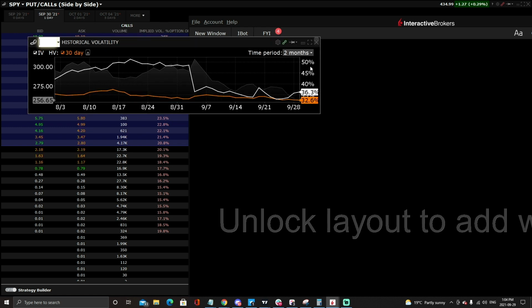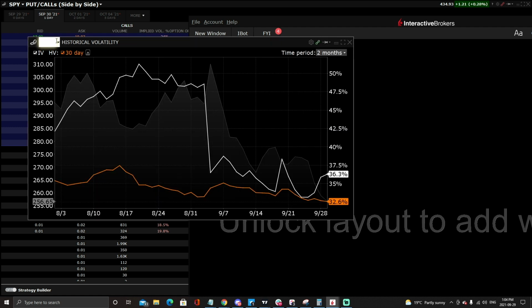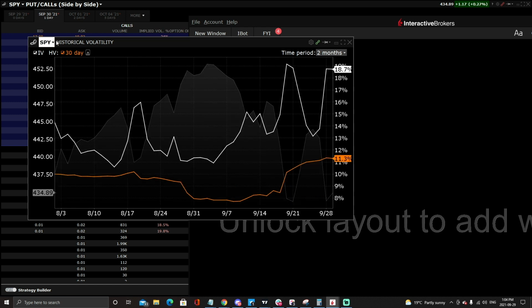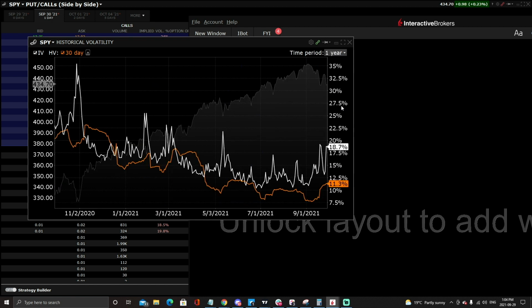Let's start with this one first. If we open it up and we look at the SPY, for example. So the SPY, right, IV is the white line, right? On average, you're getting the IV. You can see this is from the month of August. Let's go 1 year, right? From a 1 year period on average, you can see that the SPY is around 15-ish%, right? If we just grab the middle of this.